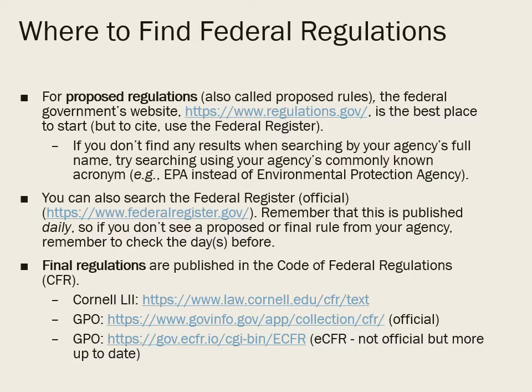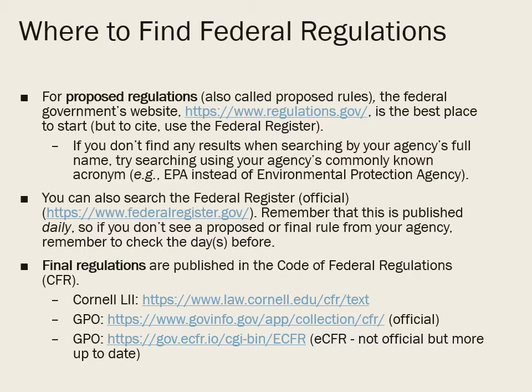Okay, so where do you find federal regulations? So the proposed regulations have to be published in the Federal Register. Some years ago, the federal government created regulations.gov, which mirrors information published in the Federal Register, but it also allows you to search and browse very easily, and it lets you submit comments on proposed regulations. Now, if you need to cite to a proposed regulation in your memos, you've got to cite to the Federal Register, but fortunately, regulations.gov will provide you with that official Federal Register citation.